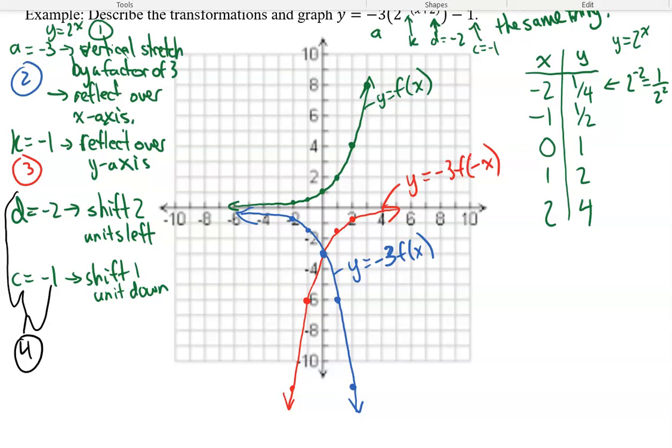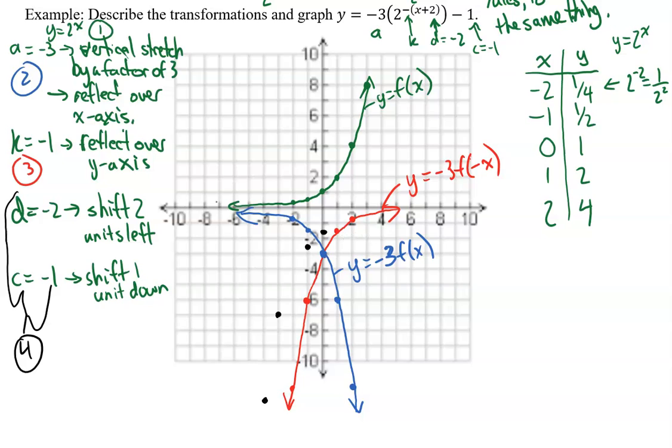And finally, we'll go ahead and we'll graph the final result. We're going to shift this whole red function over 2 to the left and down 1. So we're going to take every one of these points, go over 2, down 1. Over 2, down 1. Over 2, down 1. And eventually, what I'm going to arrive at is something that looks like this.